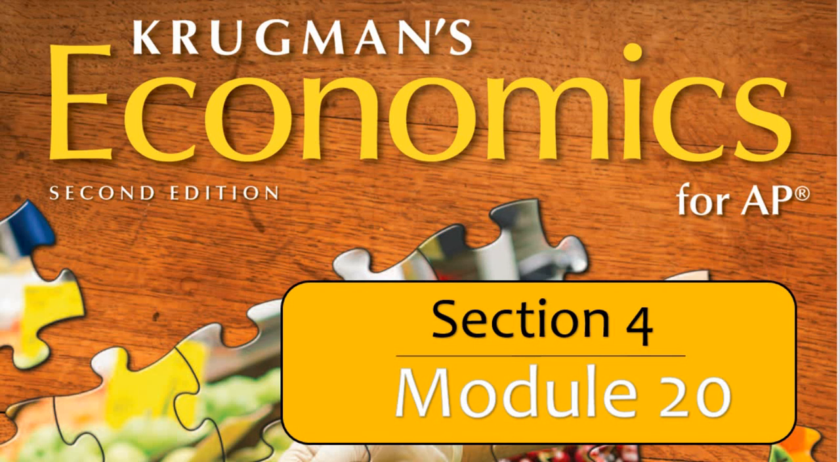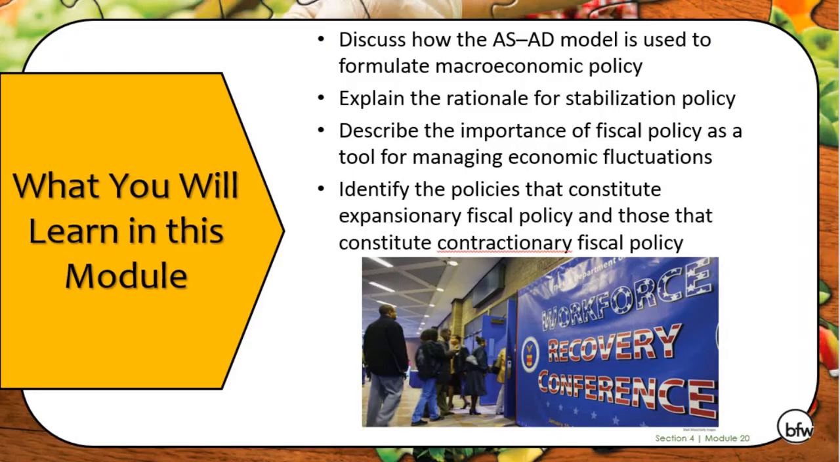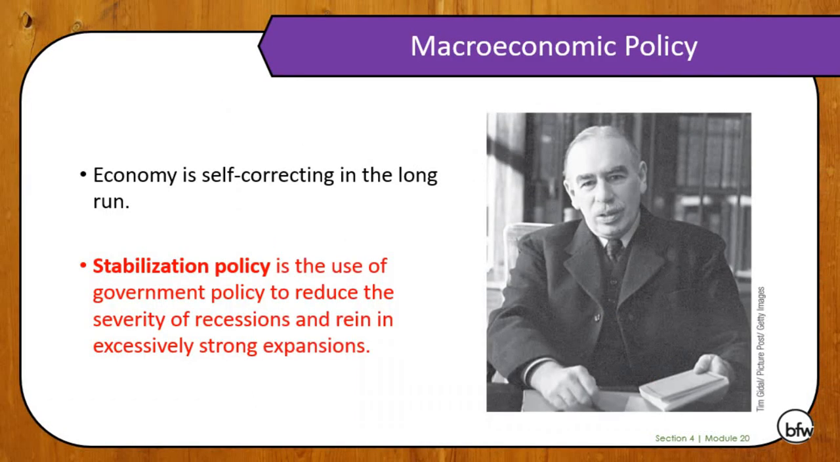For this lecture, we're going to go over Module 20. Basically, what we are going to cover is how the aggregate demand, aggregate supply model is used to formulate macroeconomic policy, and we're going to explain the rationale for the stabilization policies, describe the importance of fiscal policy, and identify the policies that constitute expansionary fiscal policy and those that constitute contractionary fiscal policy.